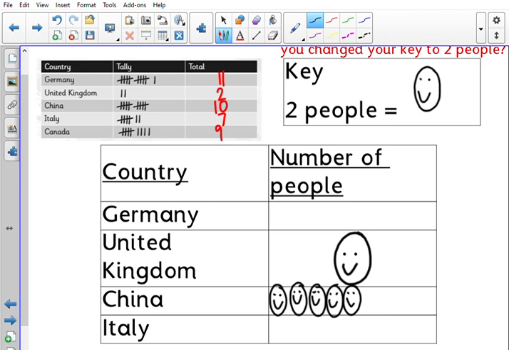Italy has got 7 people that they've sent to space. So let's now go with 2, 4, 6. Now, if I did another smiley face, I would have 8 people there, but we don't want that because that's too many. I can't leave it the way it is because that's only 6 people. So what I'm going to do is I'm going to draw half a smiley face to represent 1 person. Okay? Because half of 2 is 1.